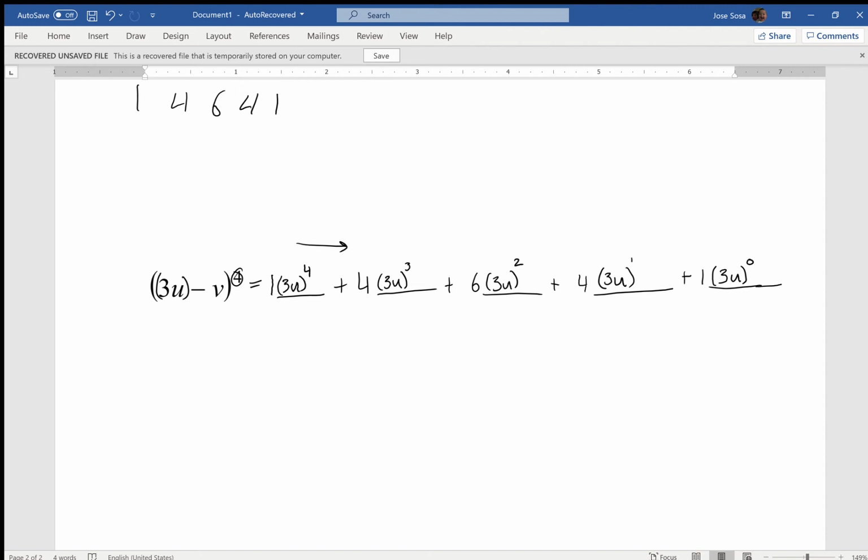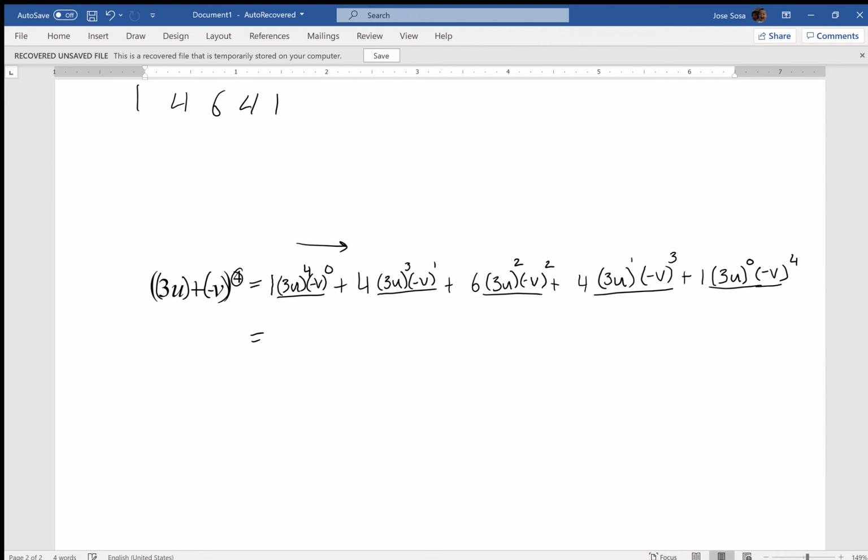Okay, now we're going to take our second term. Now we can say that this is, let's write this as plus negative v. Okay, so it's going to be negative v to the 0th because we're going in opposite direction now. Negative v to the first, negative v to the second, negative v to the third, and negative v to the fourth. And now it's just a matter of simplifying.